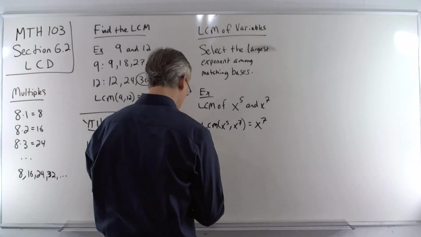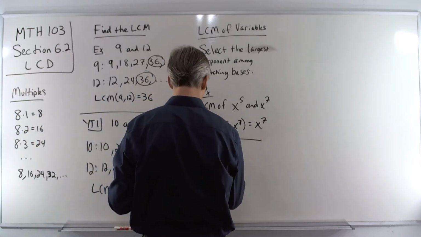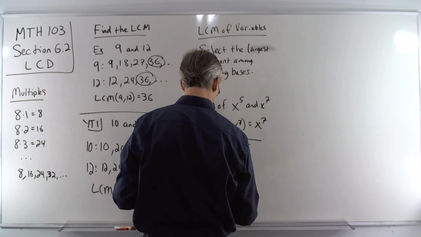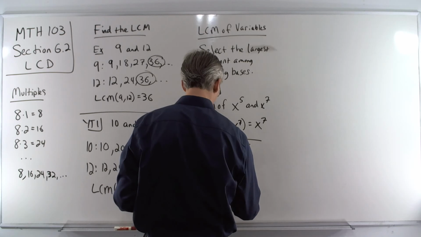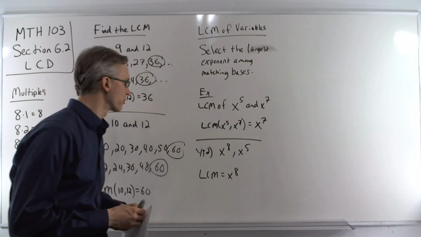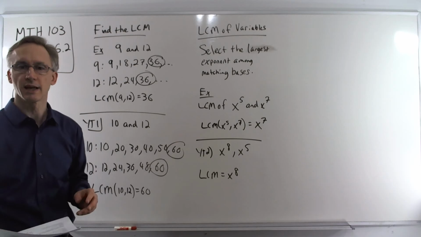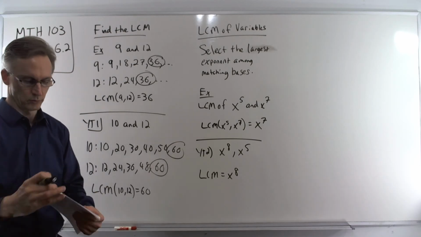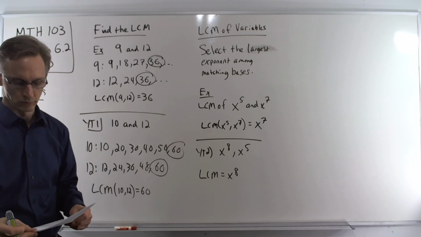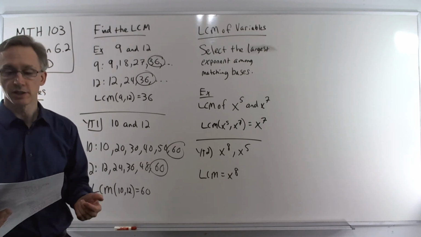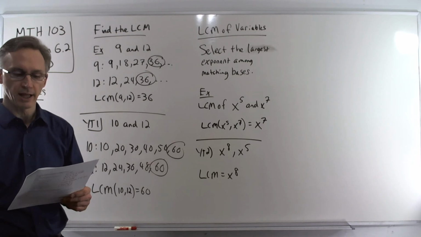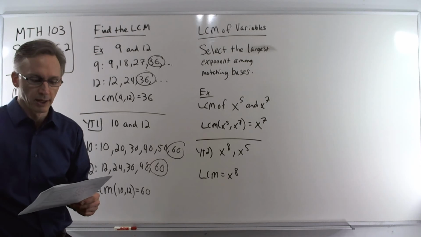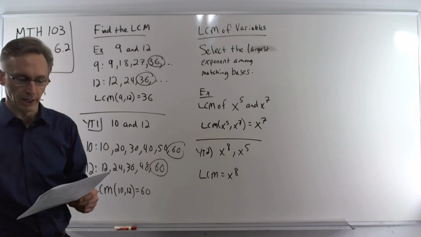Find the LCM of x to the 8th and x to the 5th. Larger of the two exponents is 8, so LCM is x to the 8th power. And the next page, you see the LCM shortcut. The LCM of x to the a and x to the b is x to the a if a is greater than b. So select the largest one. X to the b if b is greater than a.